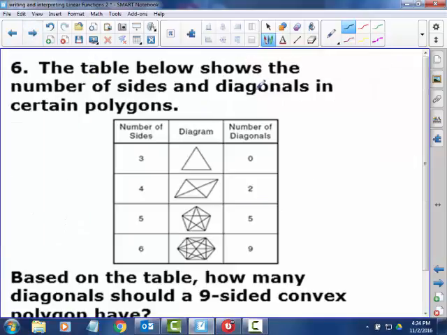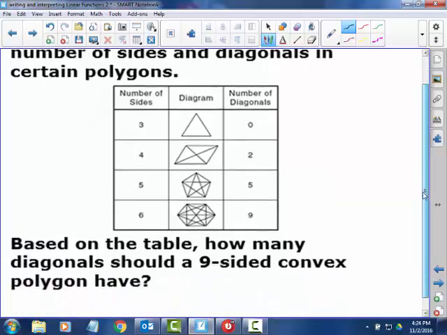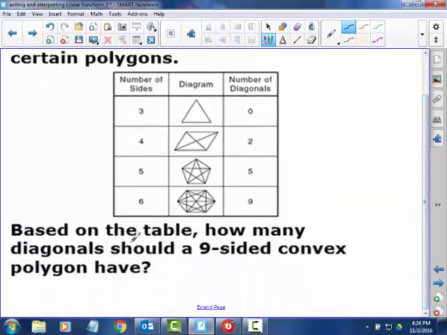The table below shows the number of sides and diagonals in certain polygons. Number of sides, number of diagonals. Got it. Okay. Based on the table, how many diagonals should a 9-sided, convex polygon have? So that means if we extended our table on out till 9, then what should we expect to see happen over here?